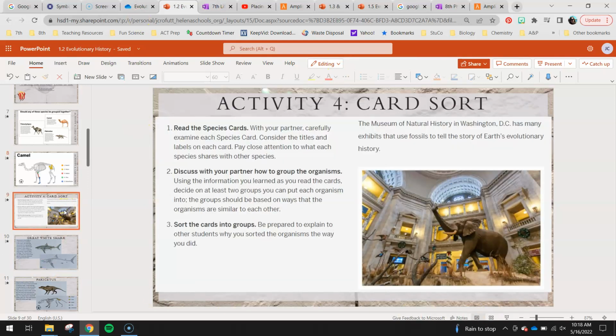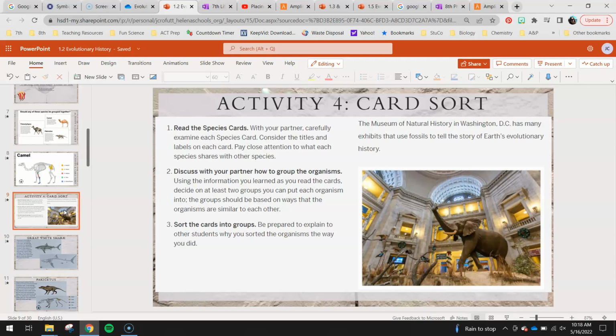Okay, so read the species cards. Obviously, you're at home working this by yourself, so you're going to do this on your own. Carefully examine each species card. Consider the titles and labels on each card. Pay close attention to what each species shares with other species. Discuss with your partner how to group the organisms.